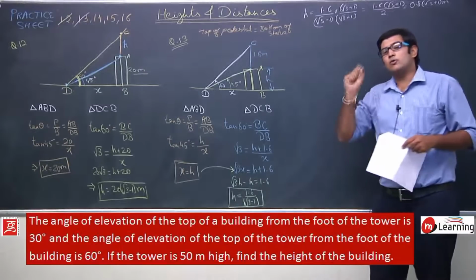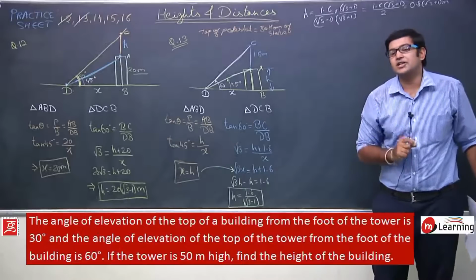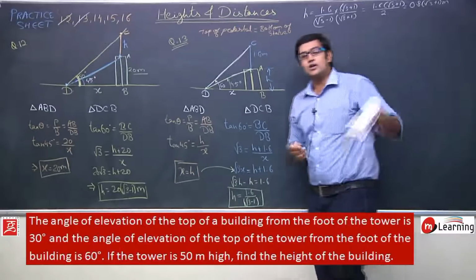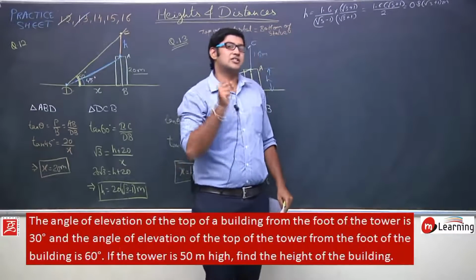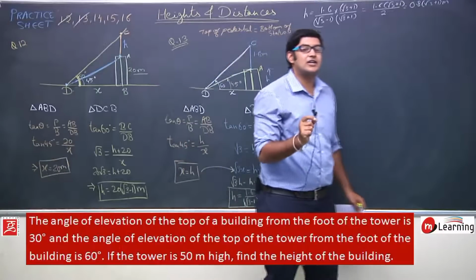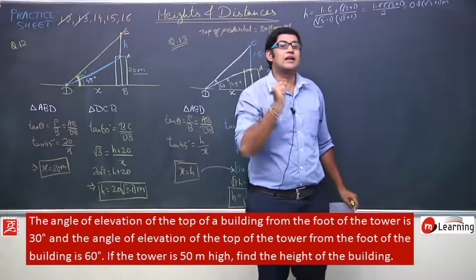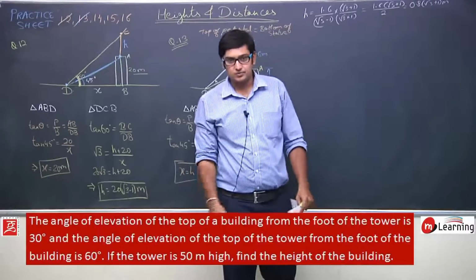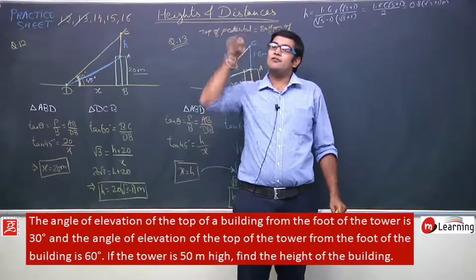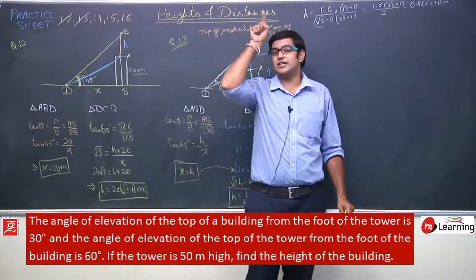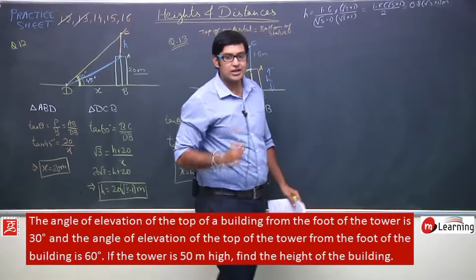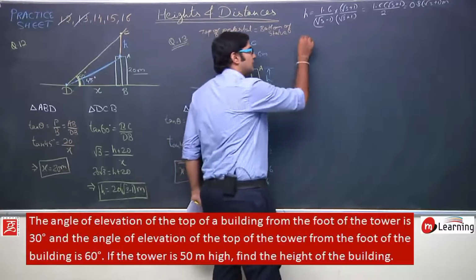It means to observe the top of the tower I need to move my head 30 degrees more compared to the top of the building. So what does this mean? It simply means that the height of the tower is more compared to the building. Try to interpret the question. The height of the tower is more, because the angle of elevation of the top of the tower is 60 degrees, which is more than the angle of elevation of the top of the building, which is 30 degrees. So let us try to draw the diagram.